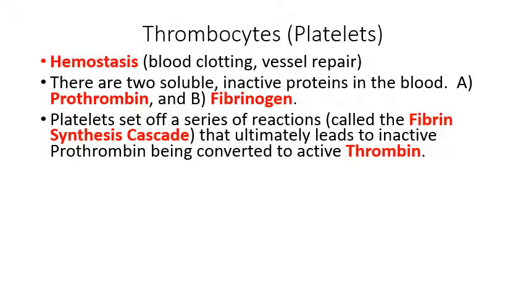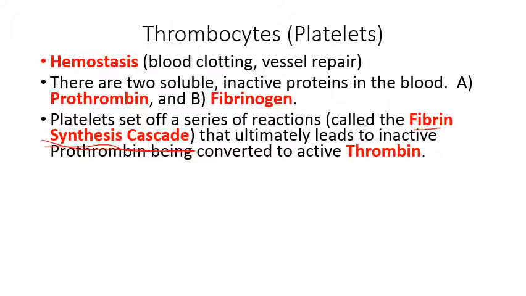So the platelets do this by setting off a series of reactions, which is referred to as the fibrin synthesis cascade. A cascade refers to a waterfall where the water falls over the top of the mountain and then hits some rocks and bounces off and falls over those rocks and bounces off. So a cascade essentially means one enzyme activates another enzyme, which activates another enzyme, and ultimately you get this thing formed. So the fibrin synthesis cascade refers to a series of enzymes that are turned on in a particular sequence in order to cause the blood to clot.